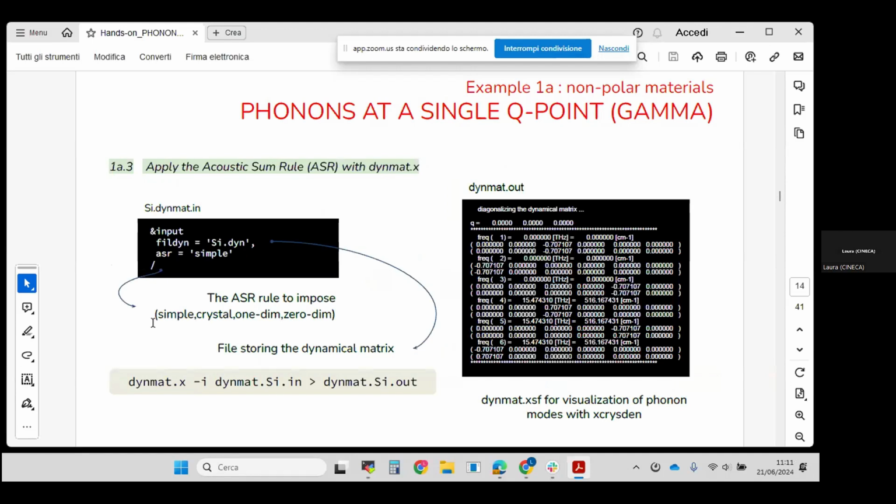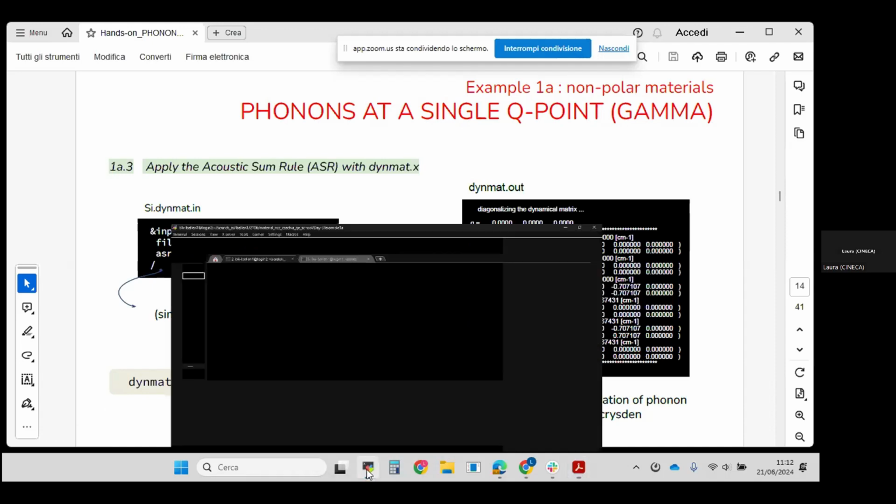So, as we will see, dynmat requires its own input file, which is called c.dmat.in. This input file requires the name of the file where you stored the dynamical matrix, and also a definition of the acoustic sum rule that you want to impose on the calculation. If you open the output file and check for the phonon frequencies, you will see that in this case, the first 3 acoustic modes have now 0 frequency. So the correction is imposed by dynmat.